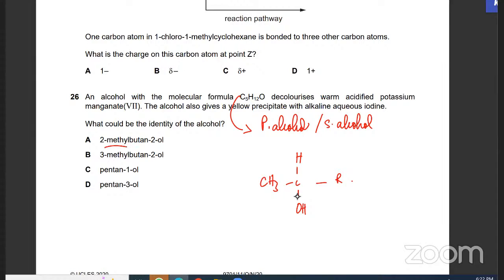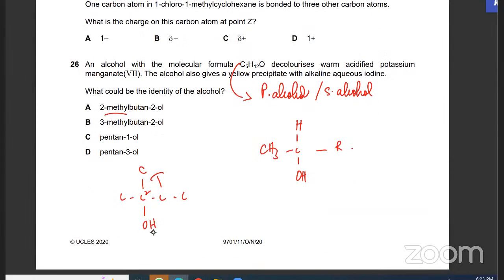Starting with the first one, 2-methyl-butan-2-ol. On the second carbon there's a methyl, and butan-2-ol. Right? So butan is 4 carbon atoms, 2-ol means alcohol on the second one, and 2-methyl means a methyl group on the second one. So is this one true or not? No. Why is it not? What type of alcohol is this? Tertiary. So this one is a tertiary alcohol. You can't really oxidize that.